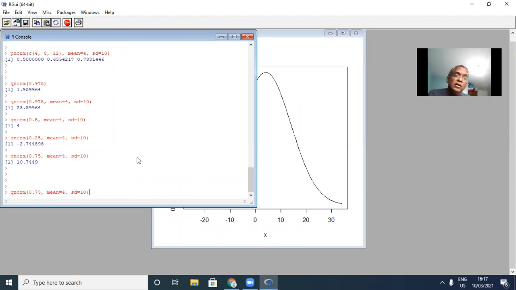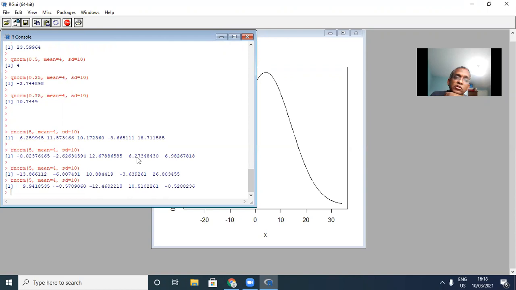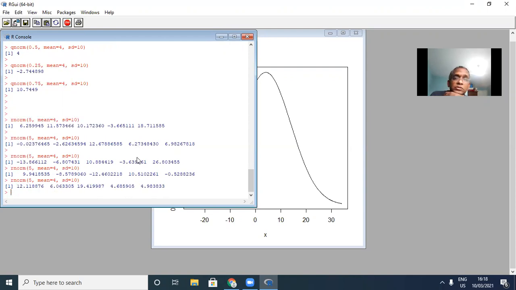Okay. All right, next I'm going to show you how to generate random numbers from a normal distribution. So suppose you want to generate 5 random numbers from a normal with parameters 4 and 10. And this is what you will get. And once again, every time you type this, you will get different numbers because they are random, right?